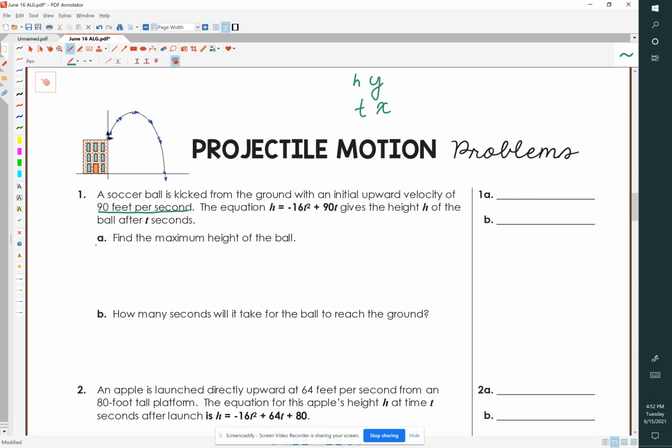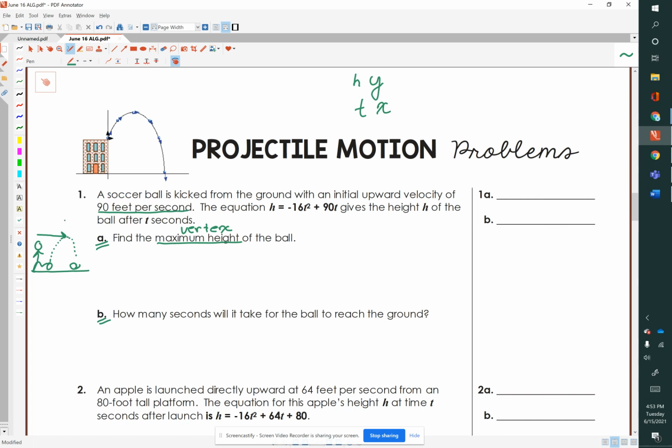So first we're asked to find the maximum height of the ball, and then we're asked how many seconds it will take for the ball to reach the ground. So when we're asked to find the maximum height of the ball, what we need is the vertex. So remember, it's kicked from the ground, so somebody is here, and they kick this ball from the ground. It goes up, and then it comes down. And this is the ground. So when they ask what the maximum height is, here we're talking about the vertex.